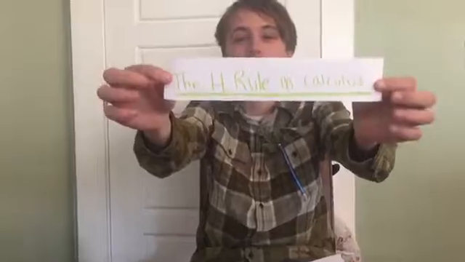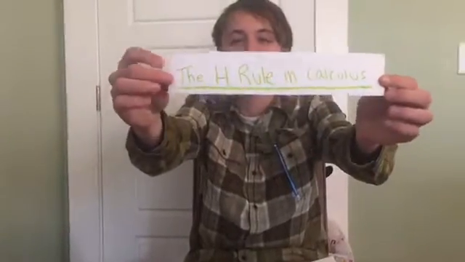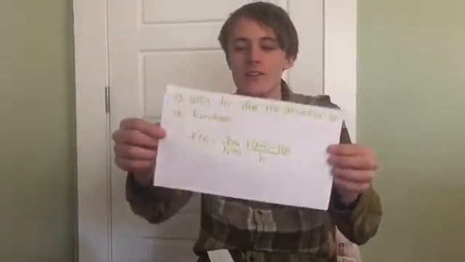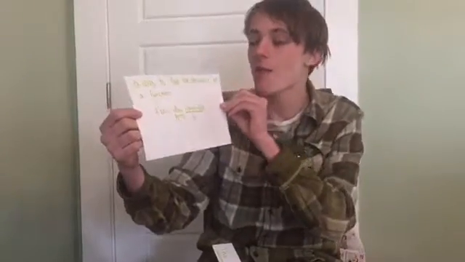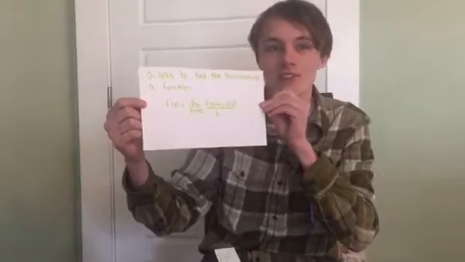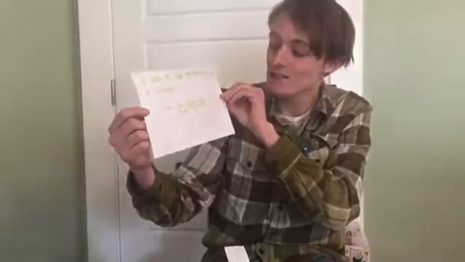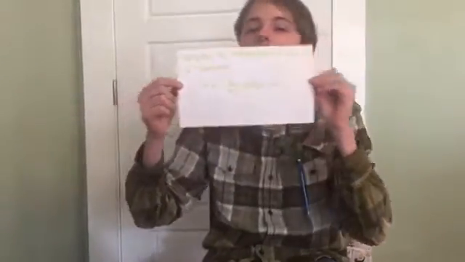Okay, so this is the real H rule, the rule we're supposed to be doing. This is the H rule in calculus. The H rule in calculus is a way of finding the derivative, and we use the equation f prime x equals lim of h as h approaches 0 of f x plus h minus fx all over h.